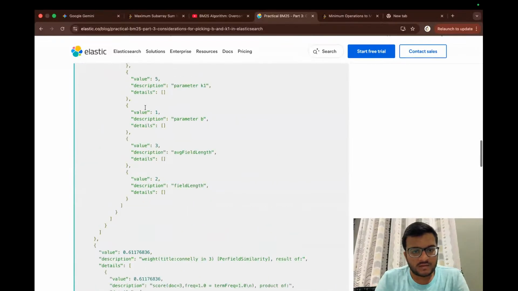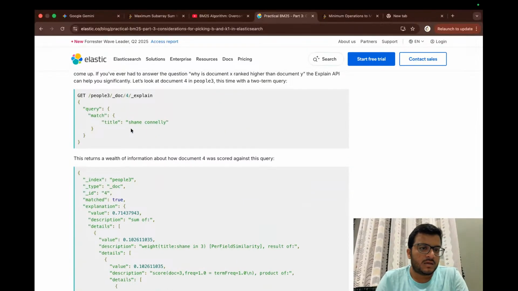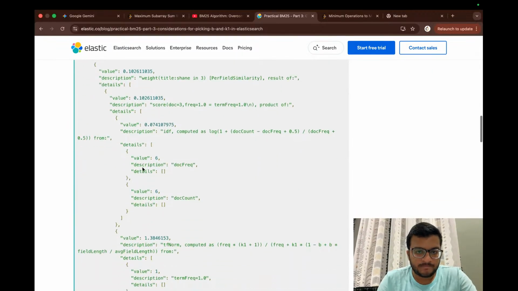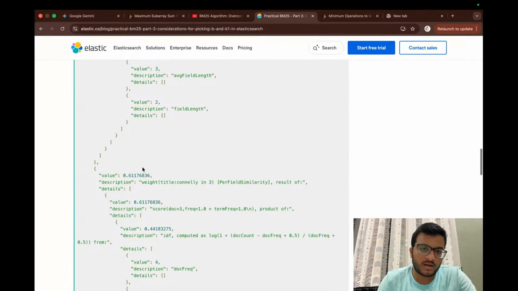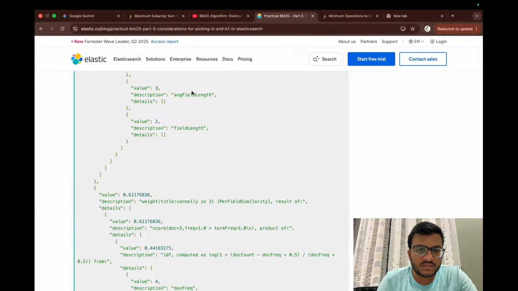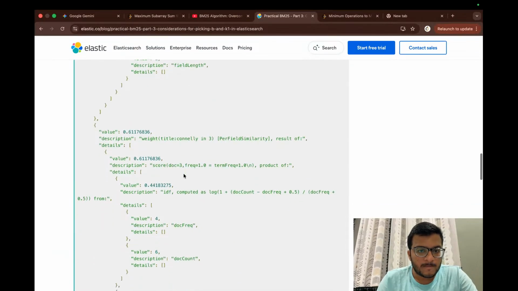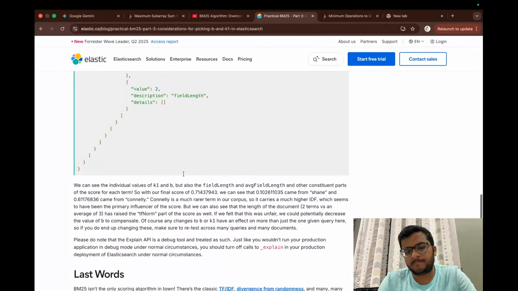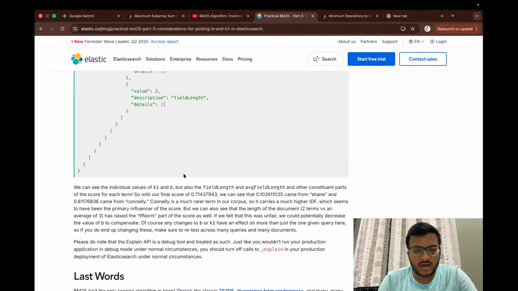If you see this as a search query and you want to know why it gives doc four this score, it explains everything. Elastic gives everything like this: field length, average field length. We have seen these terms. It's very beautiful, I don't know how to describe it, but this is one of the greatest inventions. Elasticsearch is one of the greatest inventions.